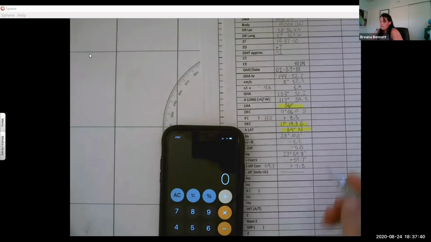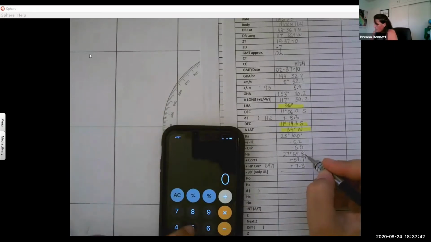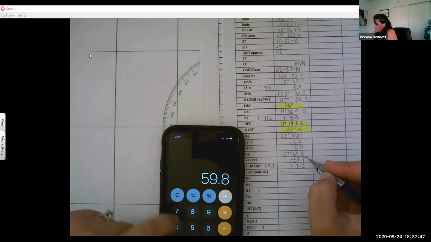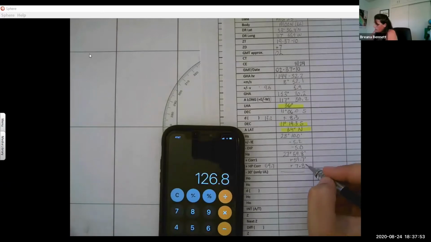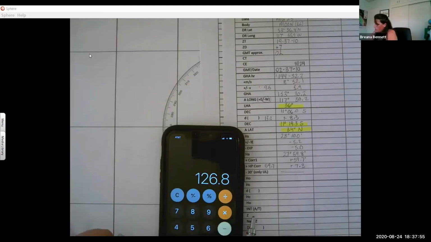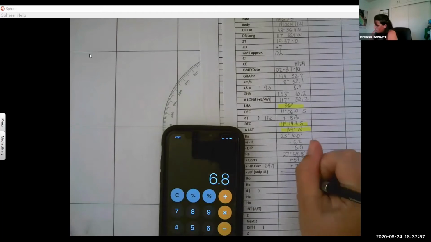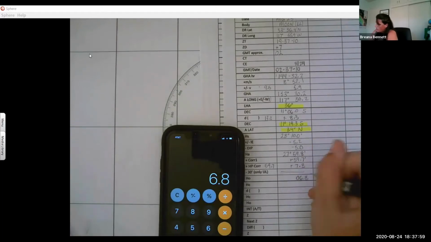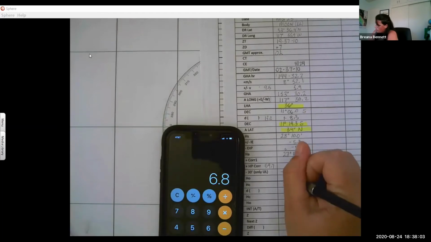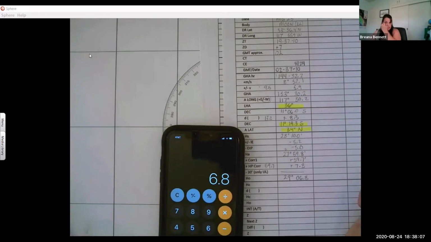So I can go back to my calculator. I have 59.8 plus 59.7 plus 7.3, gives me minus 120, gives me 0.6.8, carry the 2, and I have 29 minutes, 0.6.8.